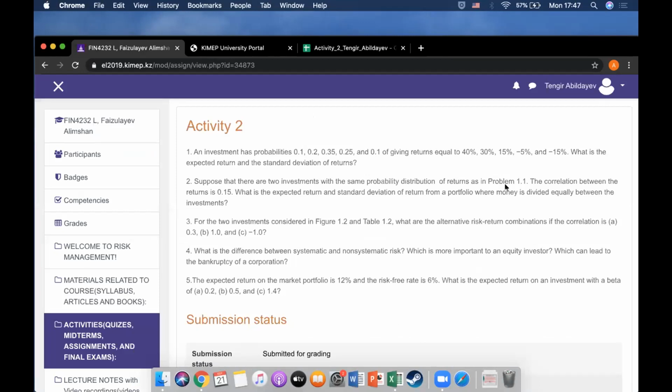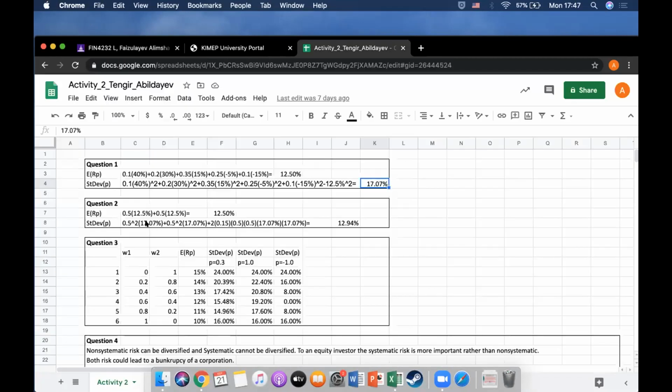So for question 2, in the textbook, in problem 1.1, we have equal weights of 0.5, so basically 50-50%. We multiply by the expected return that we got in the first question, and we get 12.50%.